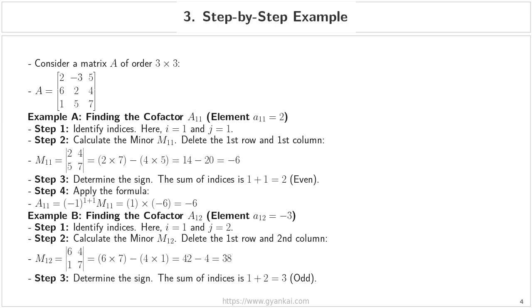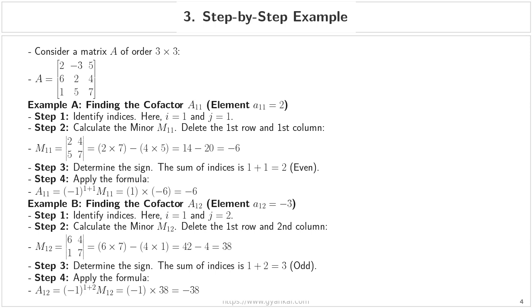Step 3, let's check the sign. Adding our indices, 1 plus 2 equals 3. Since 3 is an odd number, our sign factor will be -1. Step 4, applying the formula, we take -1 raised to the power of 1 plus 2 and multiply it by our minor of 38. -1 times 38 gives us a final cofactor, a sub 12 of -38.